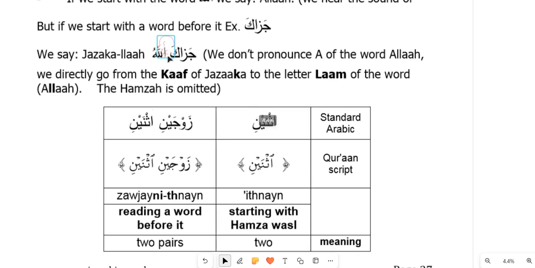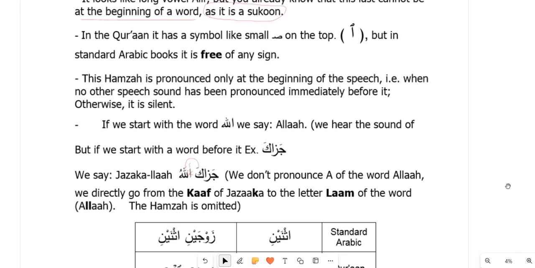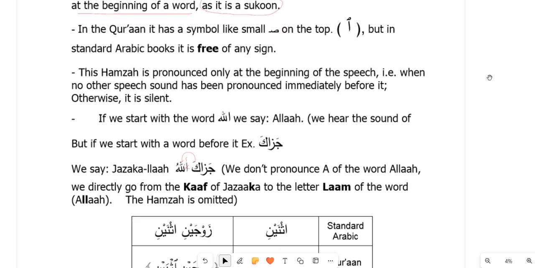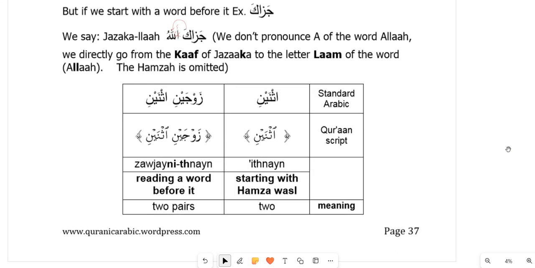So when hamzatul wasl comes in between two words, you have to completely omit it. This is the second rule of reading hamzatul wasl. What is the first rule? Remember, when it comes at the starting word, for example, Allah, lafzul jalala, you have to pronounce it. This is the first rule. And the second rule is when it comes in between two words, you have to omit it completely. Those are the rules for hamzatul wasl.